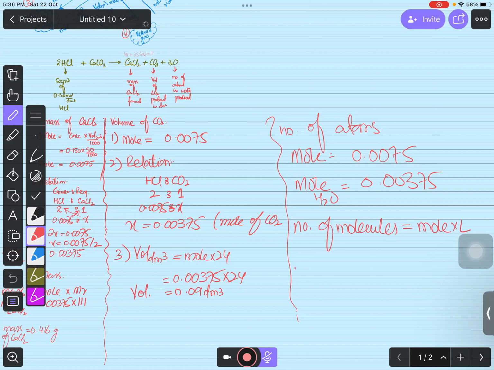And if you want to find out number of atoms in a single step, we know that water के अंदर 3 atoms हैं. So moles into Avogadro constant into 3. So each water molecule has 3 atoms, 2 hydrogen के और 1 oxygen का. So it will be 0.00375 into 3 into 6.02. So it is giving you what? 0.067 into 10 raised to the power 23 number of atoms. Right, बच्चों? Yes, sir.